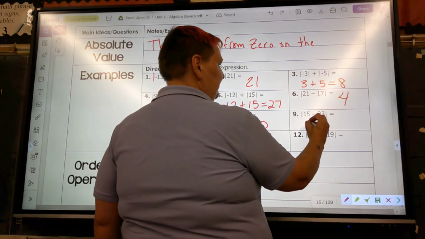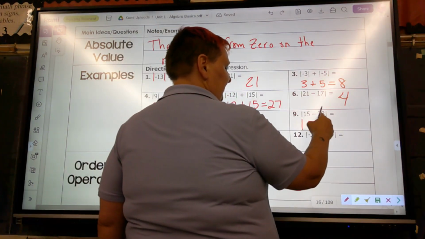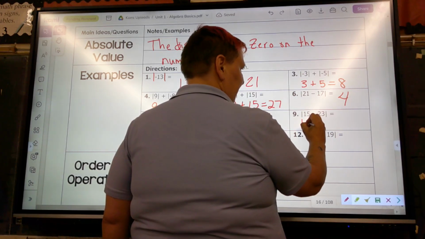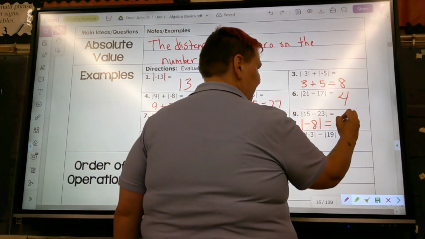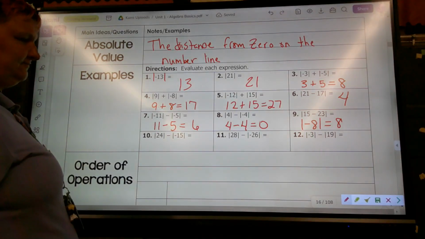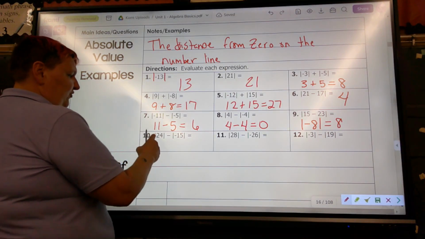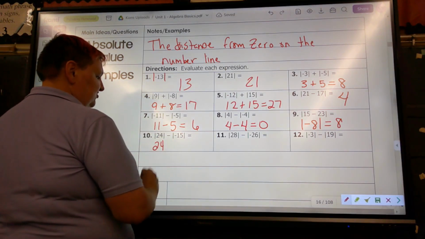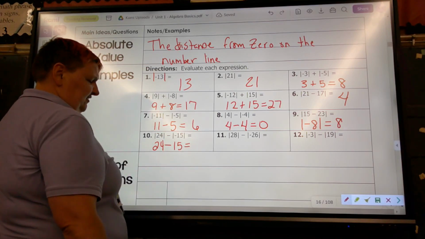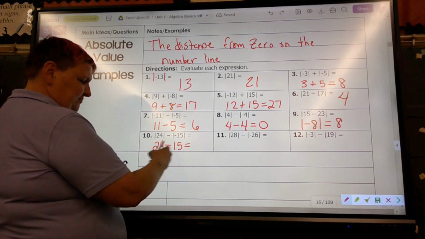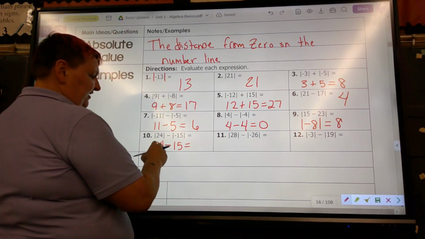15 minus 23, so bring down your absolute value bars because we're not done with them, is negative 8. And the absolute value of negative 8, it is 8 steps from 0. The absolute value of 24 is 24 minus the absolute value of negative 15. The difference between 24 and 15, we're subtracting, we're looking for the difference between, is 9.